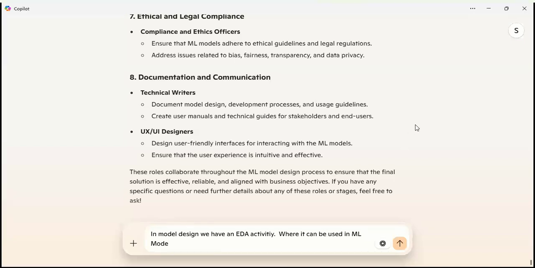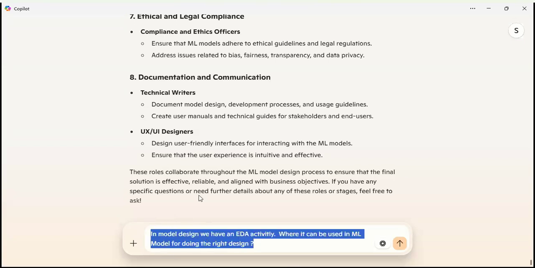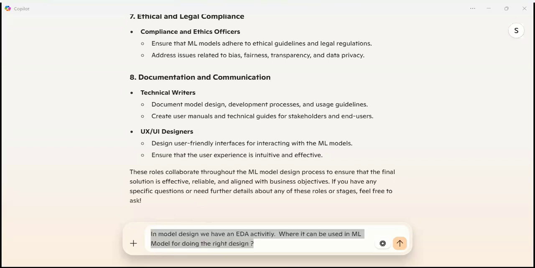In model design, we have an EDA activity where it can be used in ML model design. This is the prompt I wanted to use here. Let us ask Copilot and follow that.